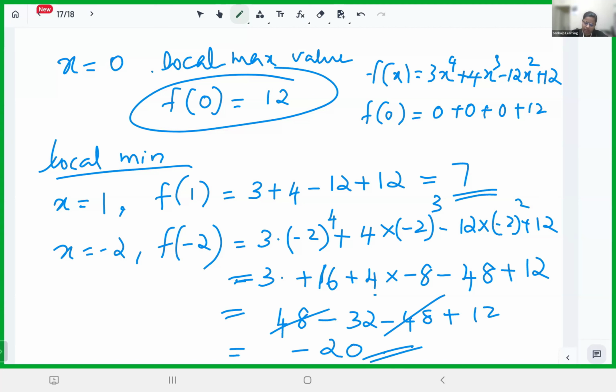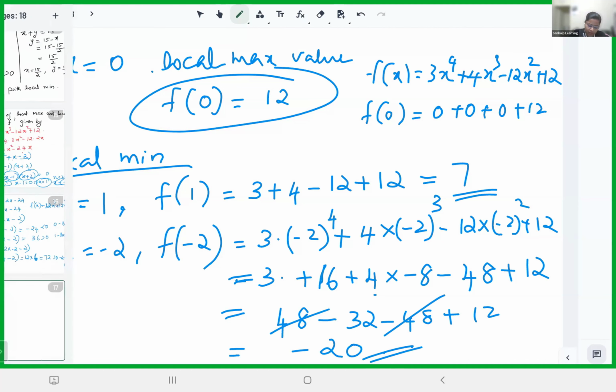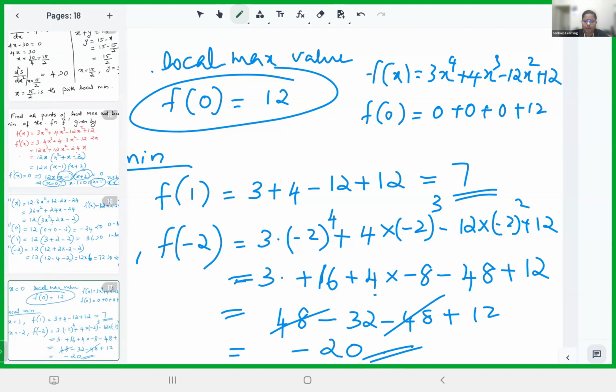So we have got local minimum values also. They are 7 and minus 20, isn't it? Now, we are moving on to, so we have got the local maximum value of the function also and the local minimum values of the function. Okay, now we are moving on to the next question.